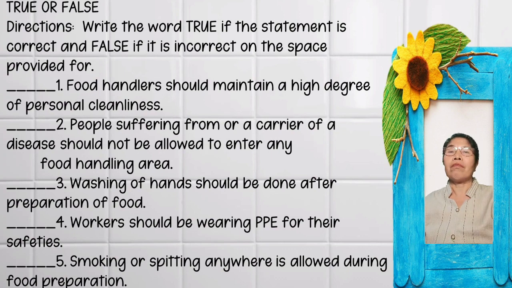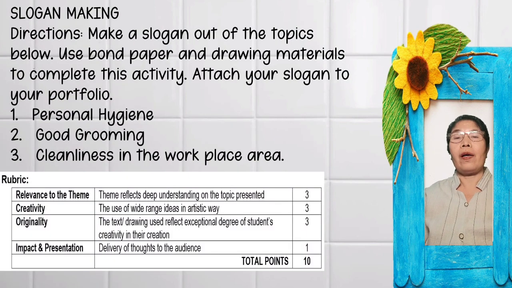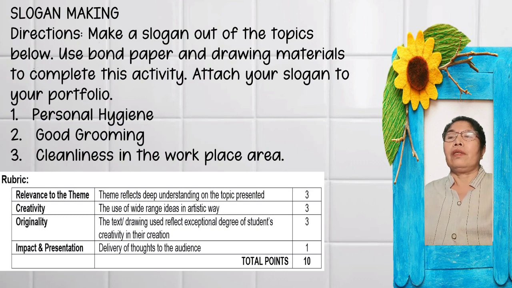How about 2 and below? Okay, to those who got 2 and below, you can try another quiz. And we have also an activity for you to answer. Kaya makakabawi pa rin kayo kung kayo ay mababa dyan sa ating quiz. Your activity is to make a slogan. So, make a slogan out of the topics below.